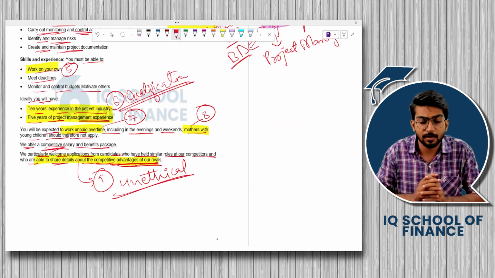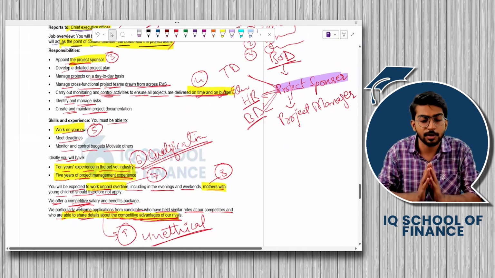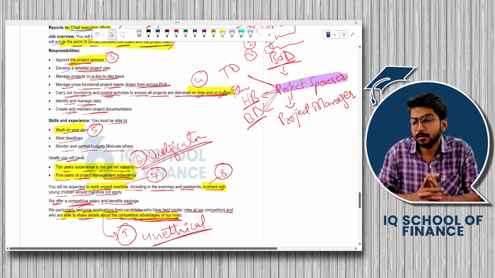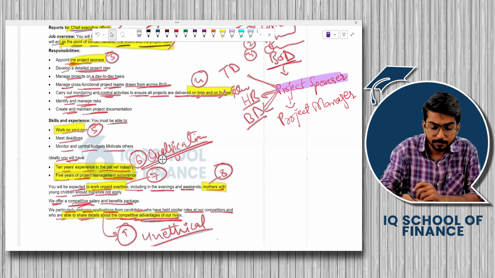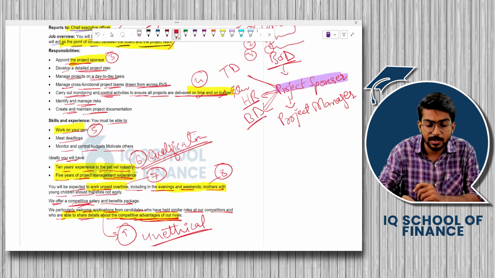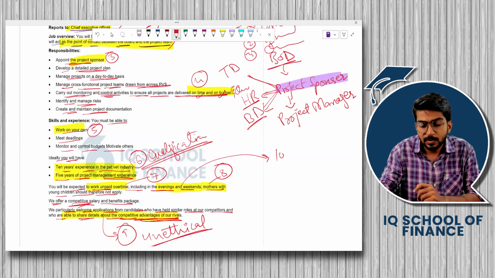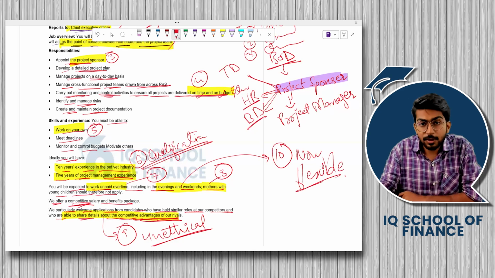So are you guys clear with the issues there? Is there any other issue which you think is there, or flexible working hours? Yes, in the evening and weekends. Good. So you are asking them to work in the evening and the weekends, and on the other side you are saying that we are offering flexible hours. Good point.